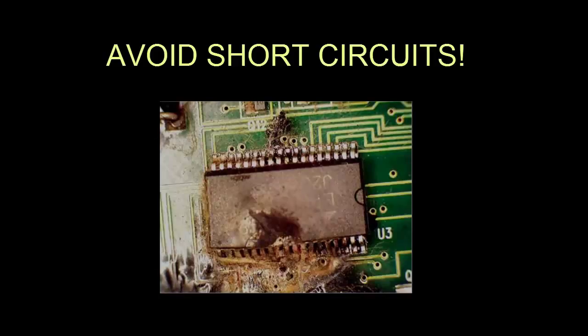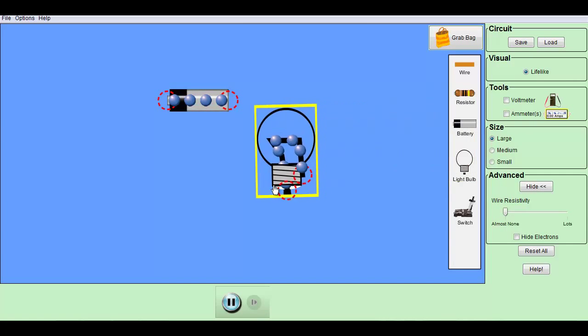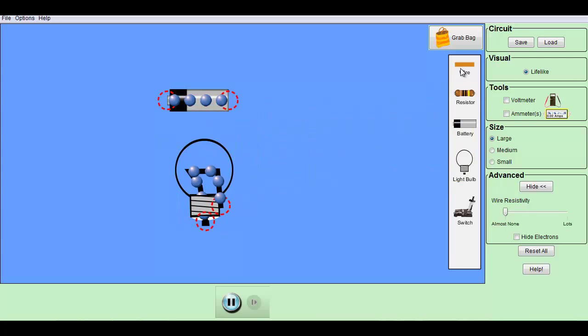So this video is how to avoid short circuits, or basically how to not set stuff on fire. So I'm going to take a battery and a bulb as well. To make the bulb light, I've got to make sure that there's a circuit.